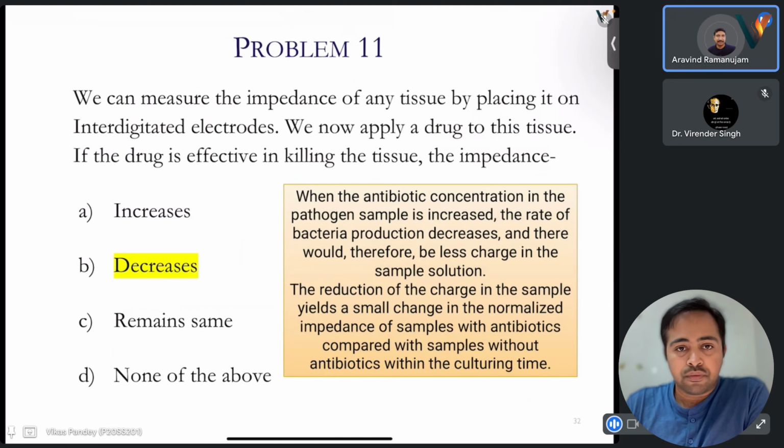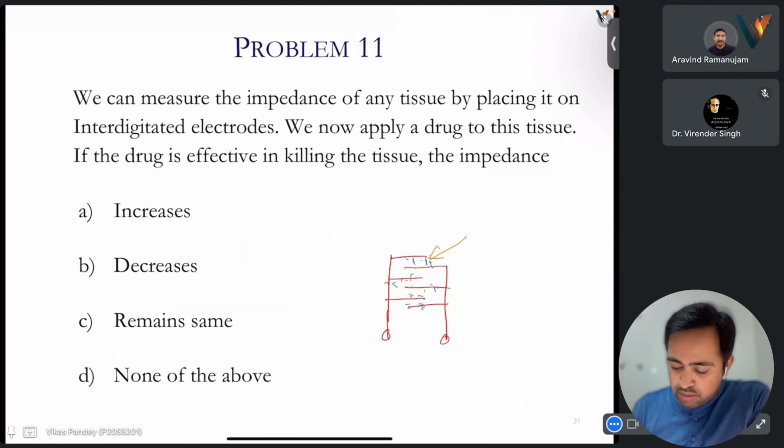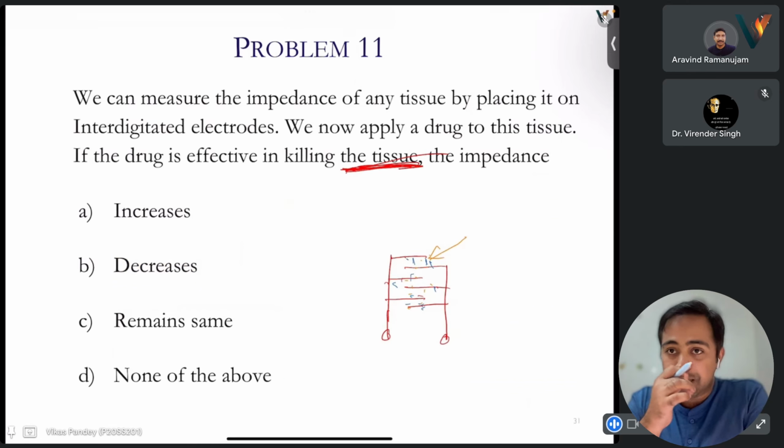Okay, sorry, it is about killing the tissue, not a bacteria. So I think this one should go with the previous question. When we have fewer tissue cells, the impedance should decrease, not increase. But why?